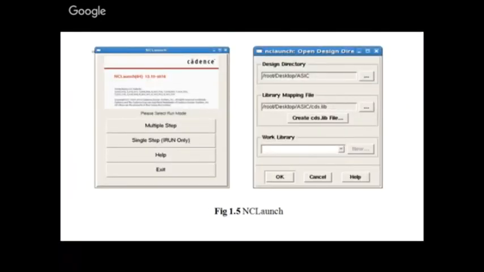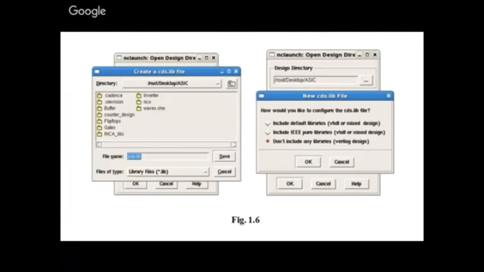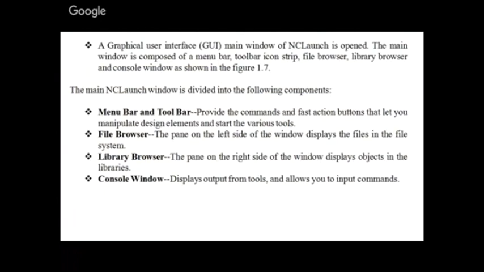So this type of window will open, your NC Launch window, in which you will have to go for multiple step, then go for create cds.lib file. You will click at this button and then we will save it and select this third option, don't include any library. Then we press OK. After this, the graphical user interface main window of NC Launch is opened.